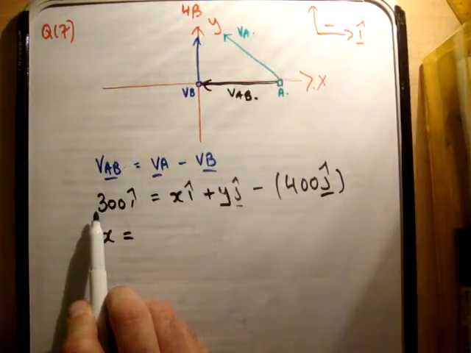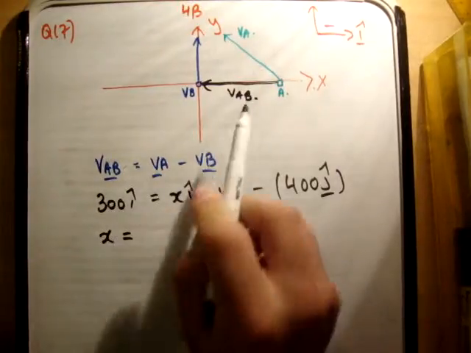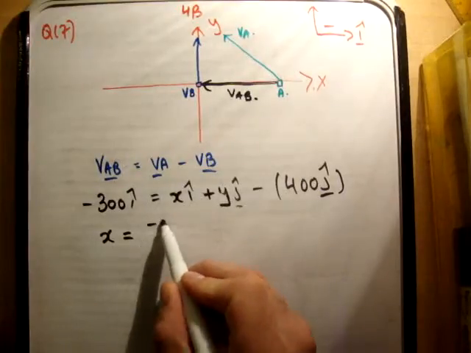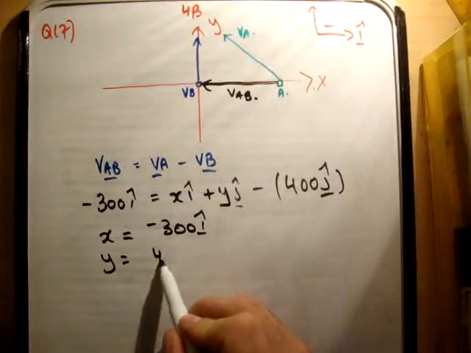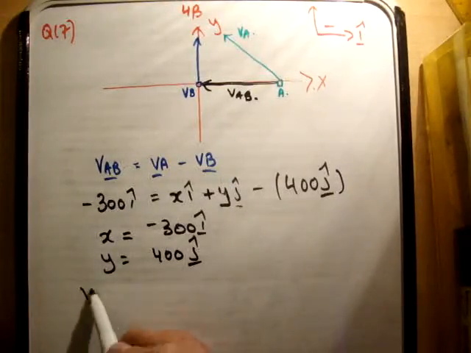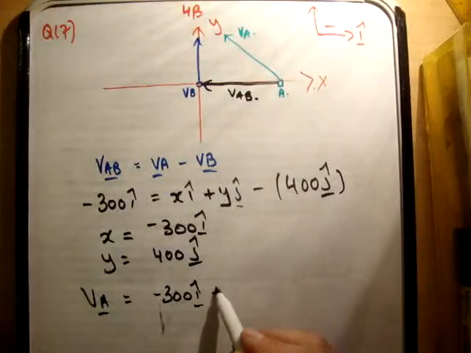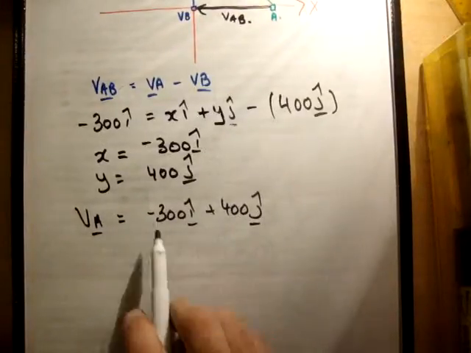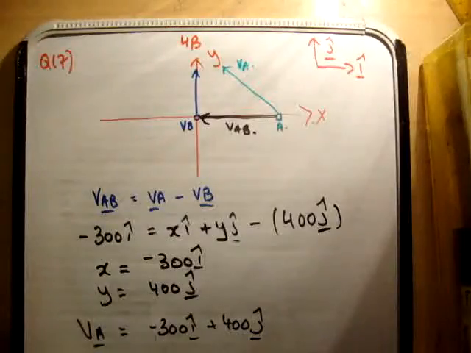X is equal to what? VAB, oh, it's a negative, sorry, it's negative 300 because it's going in the opposite direction to the unit vector. Therefore, x is going to be equal to negative 300 i hat, and y is going to be equal to positive 400 j hat. So we can say the vector VA is equal to negative 300 i hat, positive 400 j hat. So let's just sketch that vector. It's negative i and positive j, so it's in the direction I've already drawn it, which is correct.